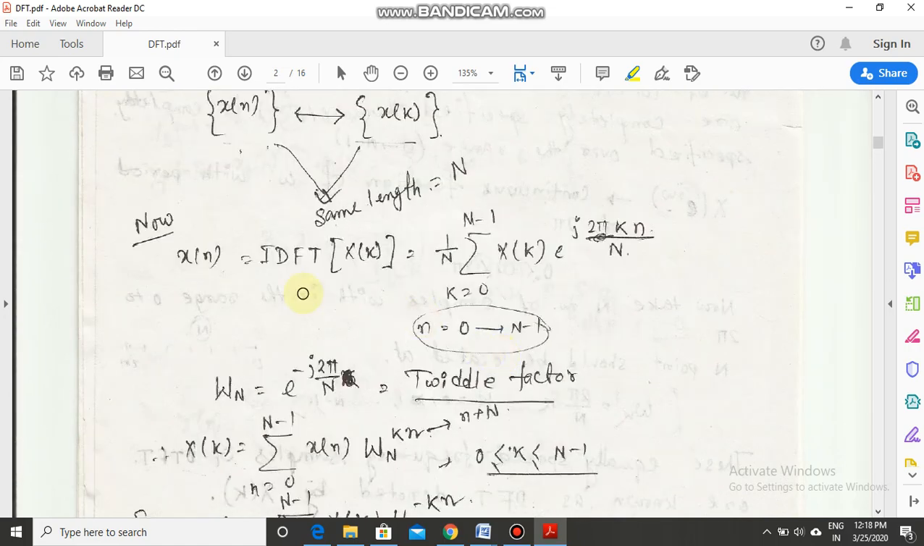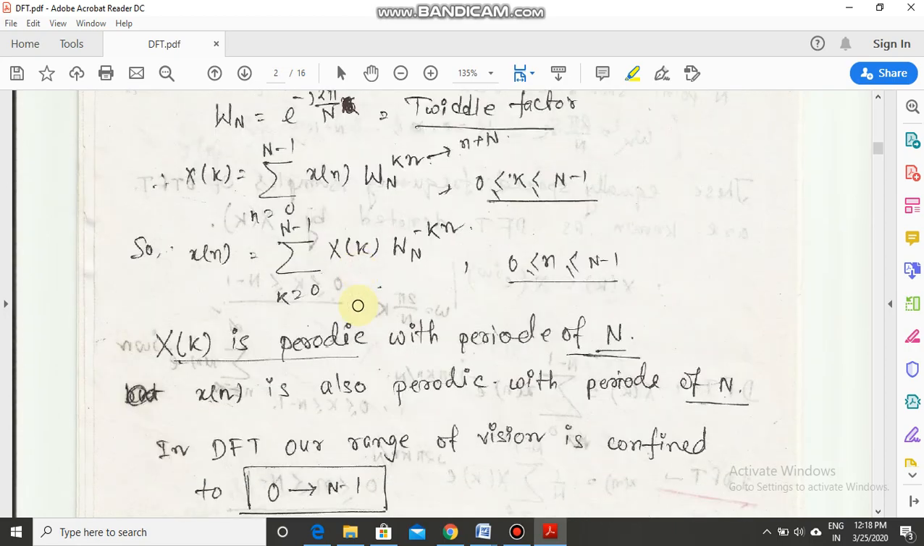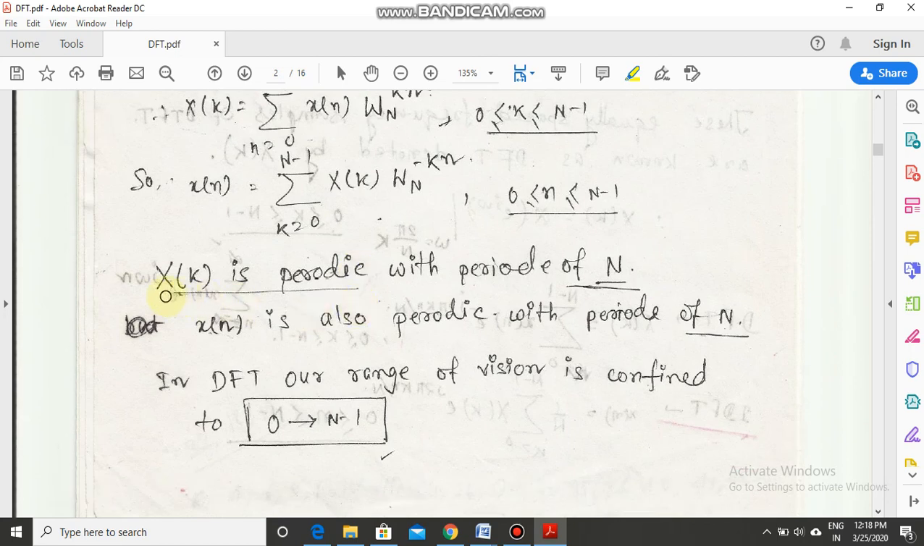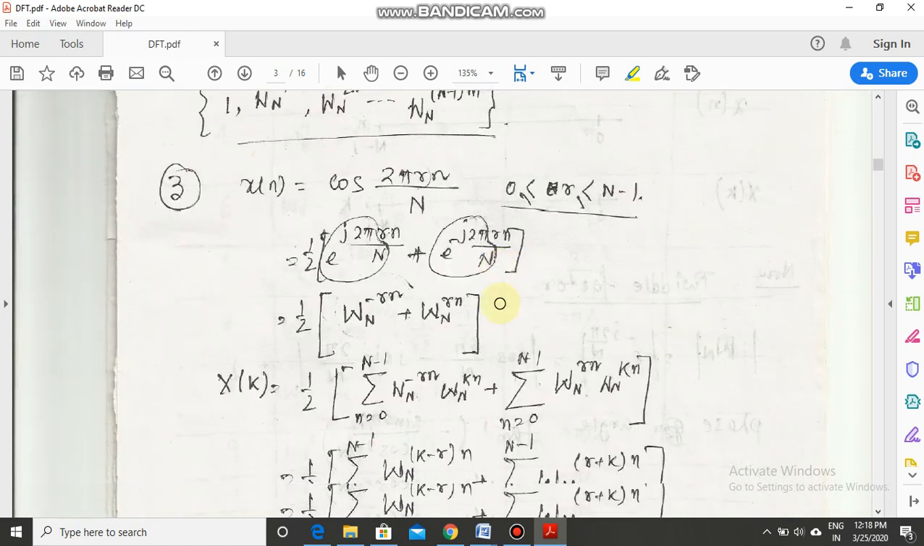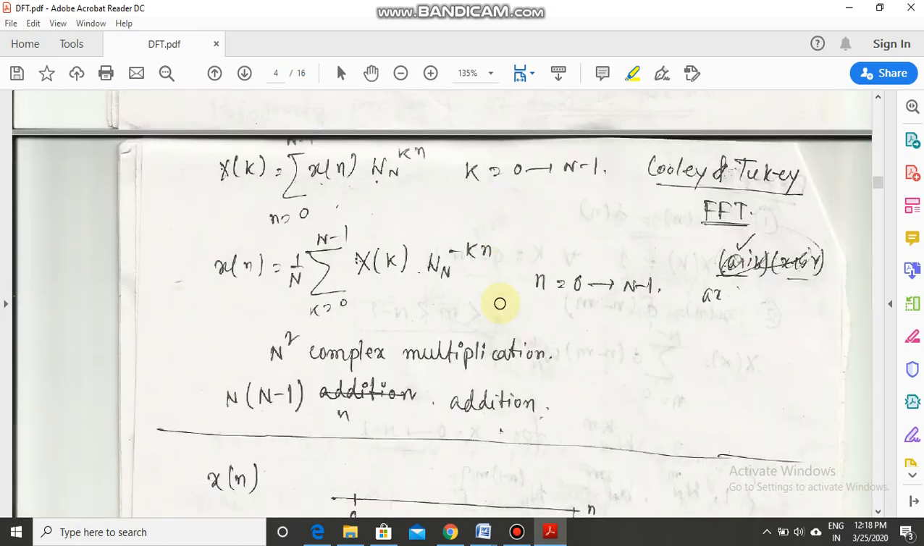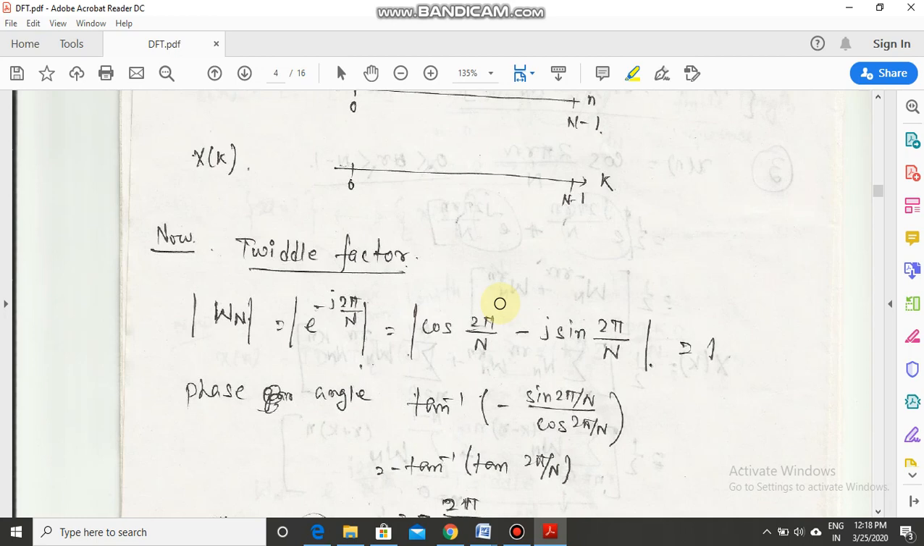I have solved some examples of DFT. Please go through that. And as we said, X of k is also periodic with a period of N. It is very obvious. Now let us go directly to the concept of the Twiddle factor.